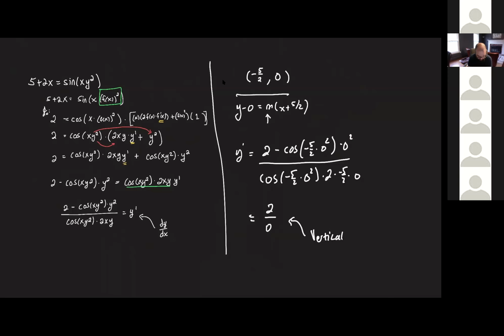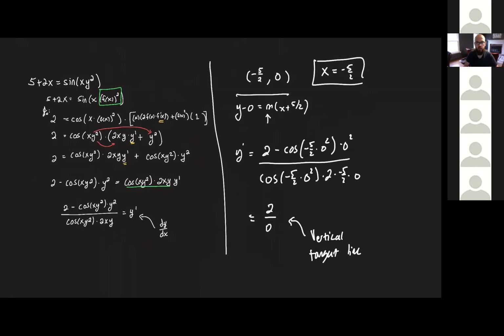We saw the other day that if you ever divide by 0, that means your tangent line is going to have a vertical slope. And so in this case, that's going to be a vertical line, and it's just going to have the equation x equals whatever, right? So the equation of our tangent line in this particular case is going to be x equals -5/2, right? So that would be the equation of our vertical line.